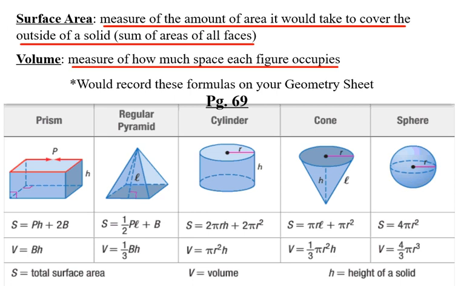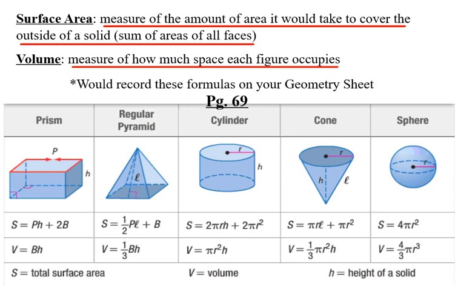Similar to yesterday for 2D figures we studied the perimeter and the area. For 3-dimensional figures we study the surface area and the volume. The surface area is the measure of the amount of area it would take to cover the outside of that solid. It's the sum of the areas of all of the faces, and the volume is a measure of how much space each figure would occupy.